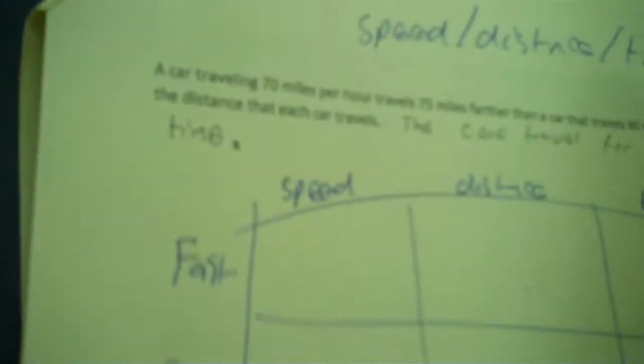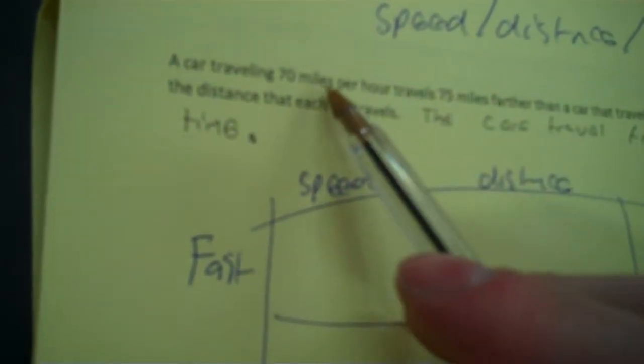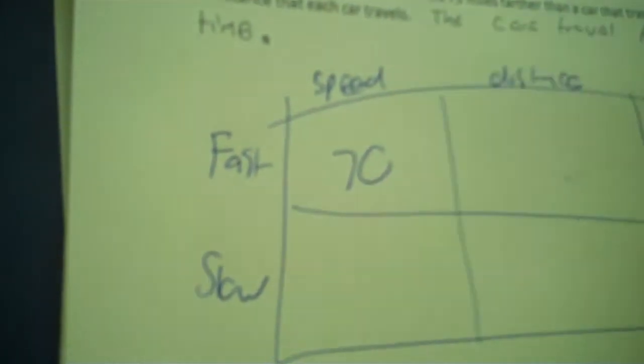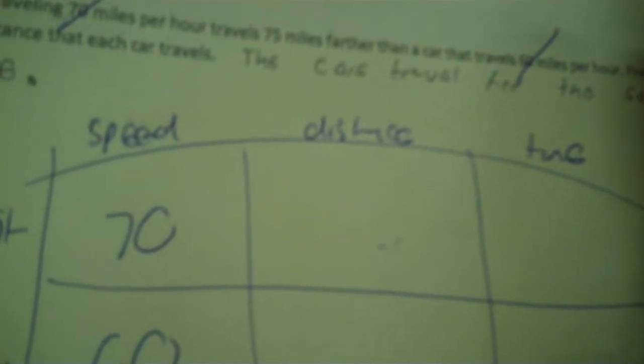Speed is your miles per hour, and then put fast and slow. You got 70 miles per hour and 60 miles per hour. So 70 is the fast, 60 is the slow. So now I can forget about the 60. I've accounted for that information.